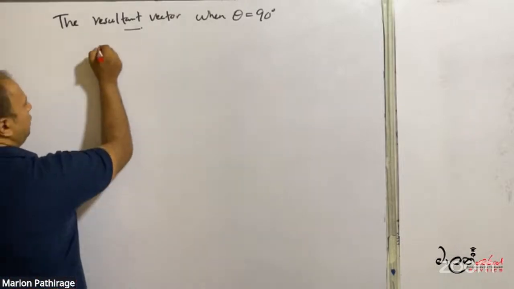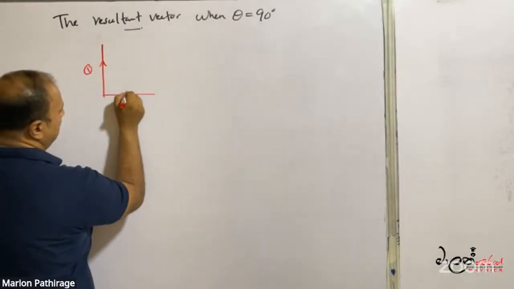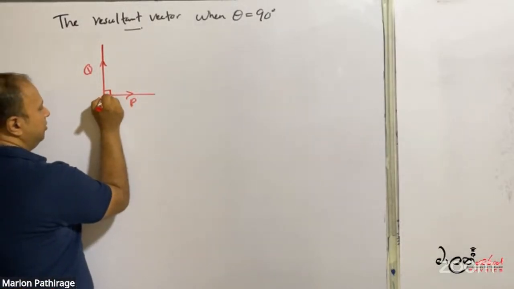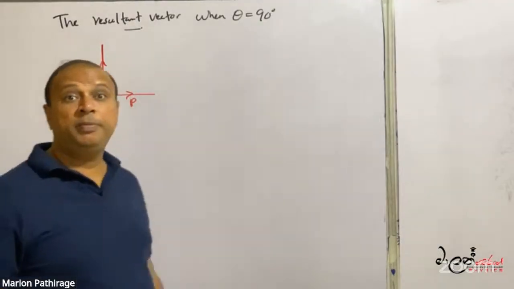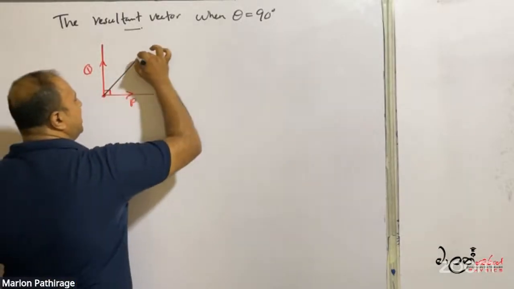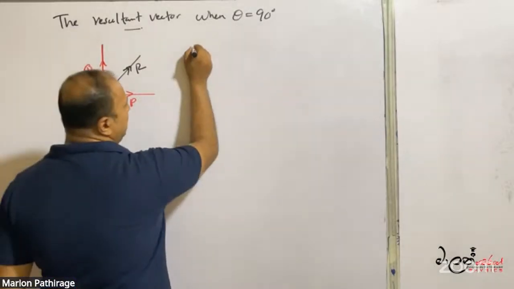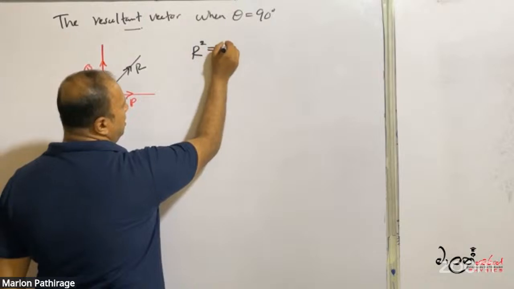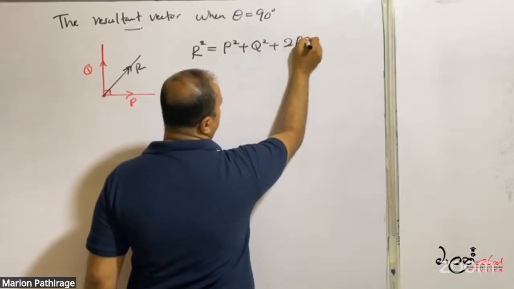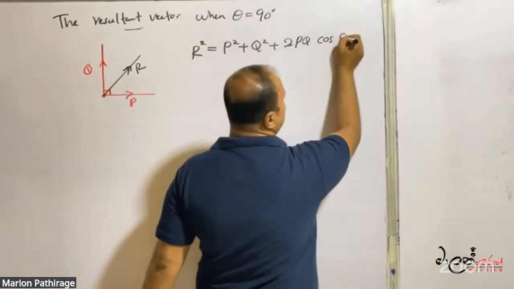Now you are given two forces or two vectors, Q and P, which are perpendicular to each other. Now you have to determine their resultant. Therefore, it is very clear. R squared is equal to P squared plus Q squared plus 2PQ cos theta. Now the angle is 90. Put the angle as 90.